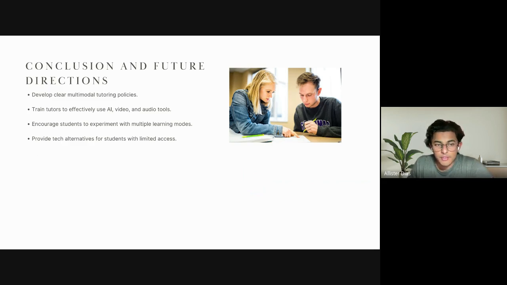Next, we want to encourage students to experiment with multiple learning modes. This can help students understand concepts in a bunch of different mediums, and whichever one works best for them can really enhance that learning structure and make it a lot more equitable. And finally, provide tech alternatives for students with limited access. So, ways that we can provide contingencies for students who don't have access to high-tech solutions, but finding ways that multimodal learning can still enhance their form of learning.